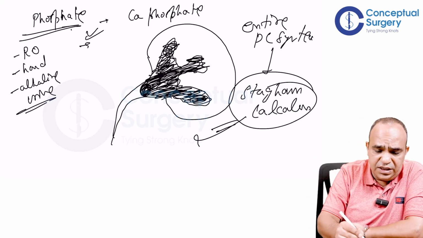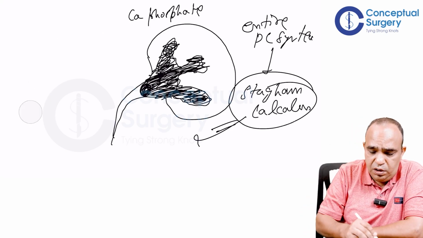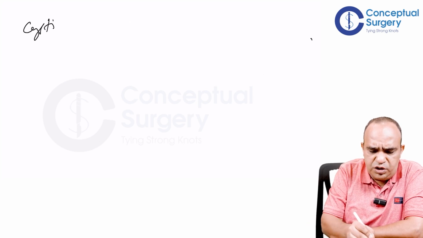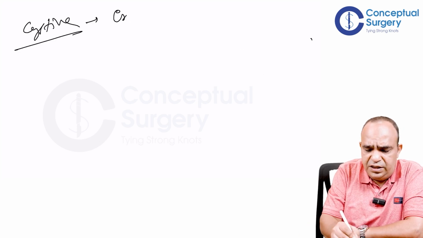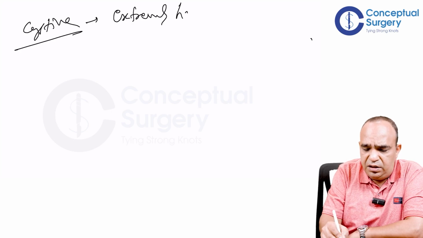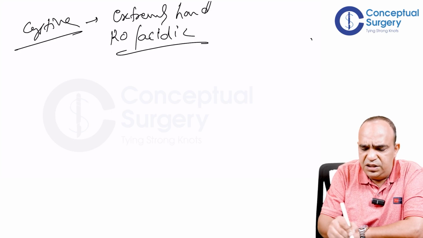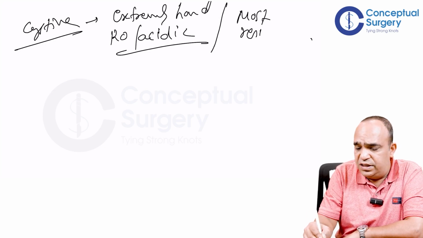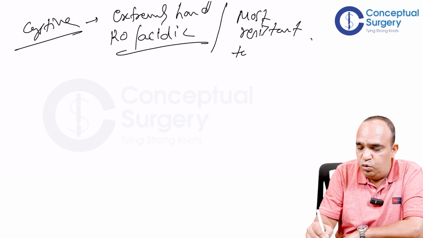This is about oxalate stone. Now the cystine stone. I've already told you that the most important point about cystine stone is that it is extremely hard, radio opaque, acidic urine. Again, these points I've already told you. So this is also most resistant to ESWL.